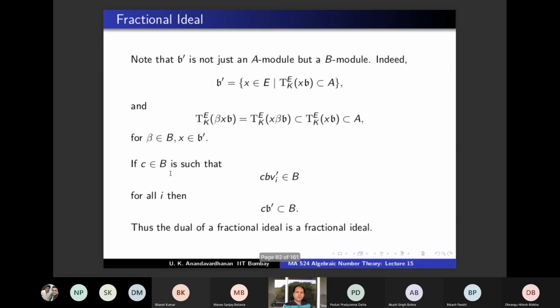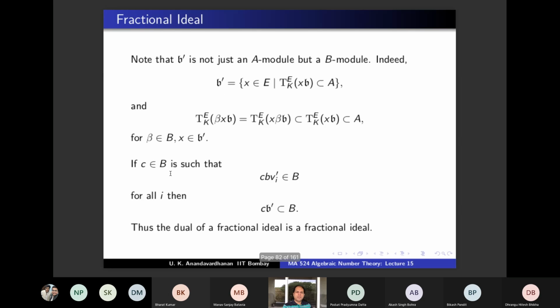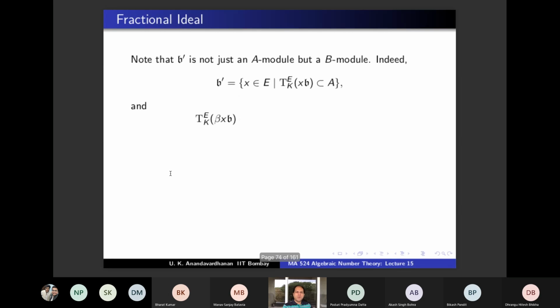Okay, so what we have shown is B prime is a fractional ideal. So the dual of a fractional ideal is a fractional ideal. This will be very useful soon in the next class. As a small exercise, you show that B is contained in B prime. That's clear, right? If you take B to be your ideal, then B prime is bigger than B. B is contained in B prime.